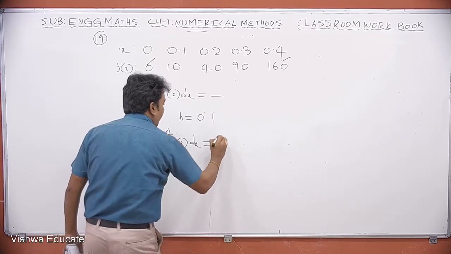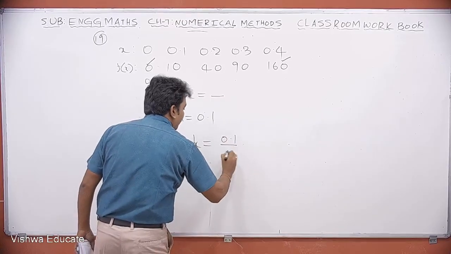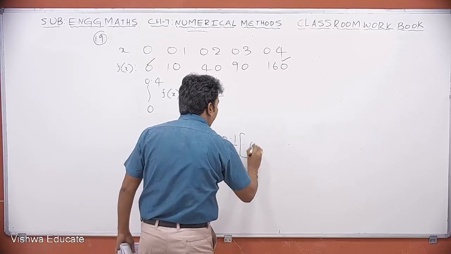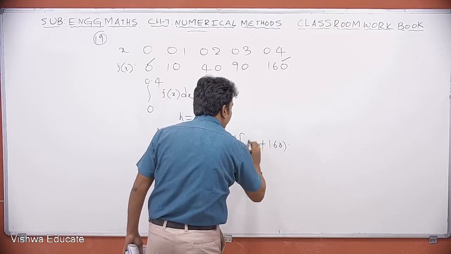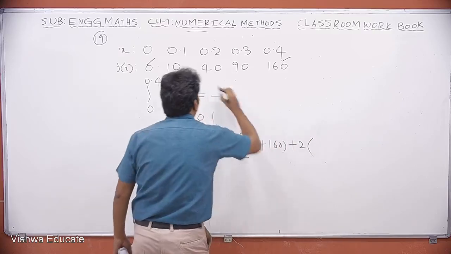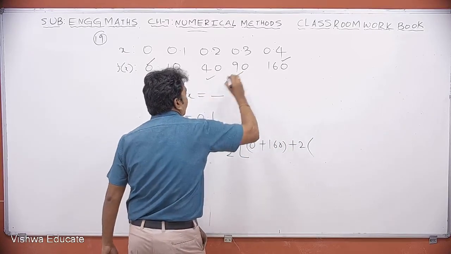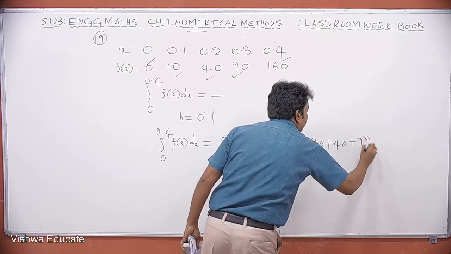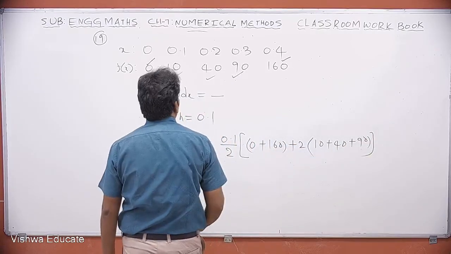This is nothing but h by 2, by trapezoid rule, that is 0.1 by 2, times the sum of first and last y values, 0 plus 160, plus 2 times the sum of the remaining y values. We have 3 values. They are 10 plus 40 plus 90.